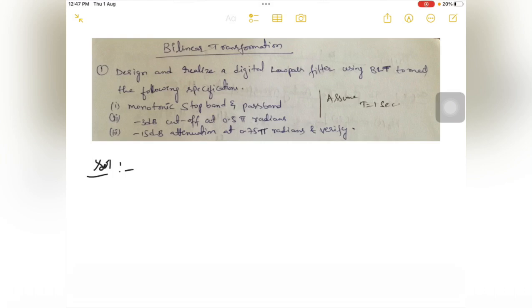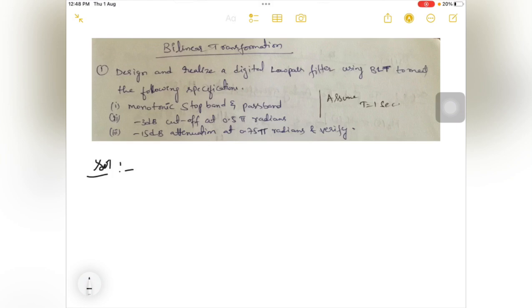Today we are solving problems on bilinear transformation, that is design of digital filter using bilinear transformation. Let us consider the problem. Design and realize a digital low pass filter using bilinear transformation method to meet the following specifications: monotonic stop band and pass band, minus 3 dB cutoff at 0.5 pi radians, minus 15 dB attenuation at 0.75 pi radians. Assume T is equal to 1 second. Let us consider the solution.